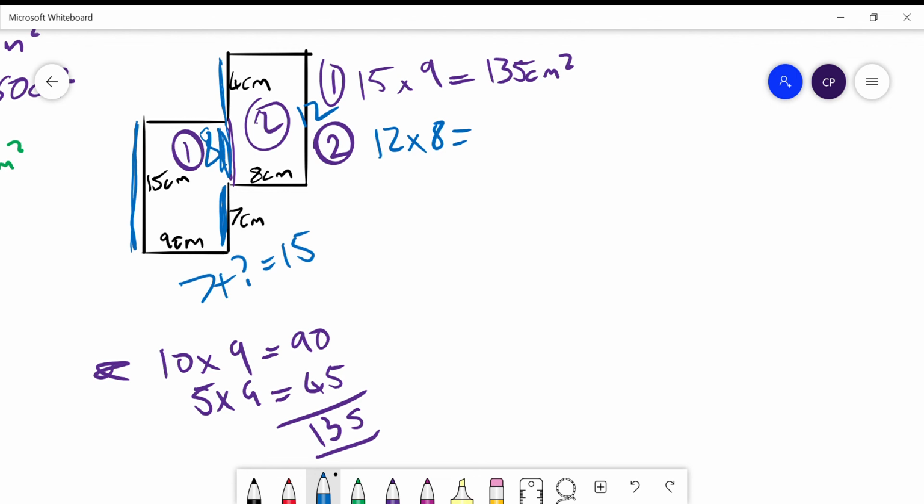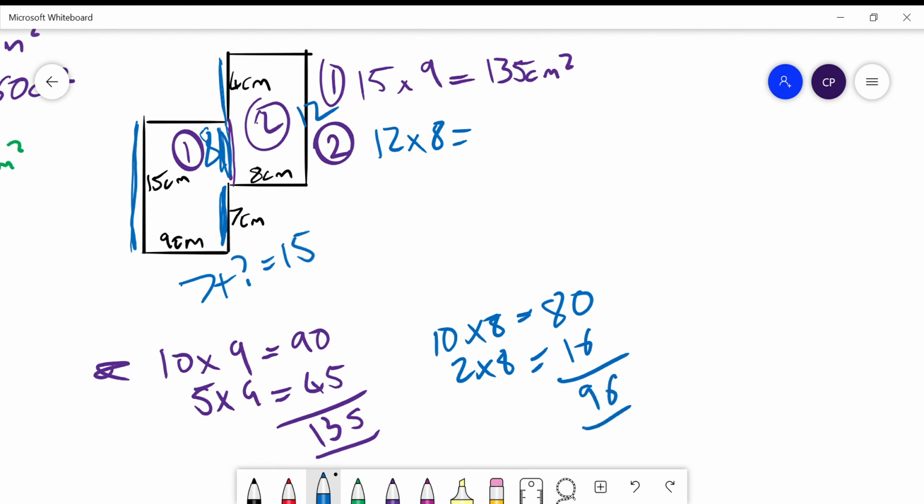And again, it might be that we need to break this down. So 10 times 8 and 2 times 8 is a little bit easier than 12 times 8 if you don't know your 12 times table. So 10 times 8 is 80. 2 times 8 is 16. 0 plus 6 is 6. 8 plus 1 is 9. So that's 96 altogether. So 96 centimetres squared.